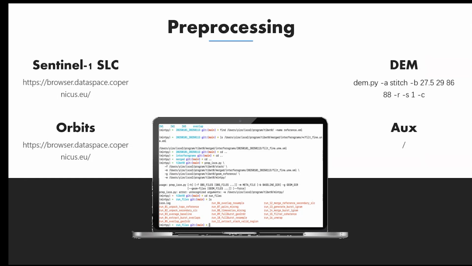You need to choose at least 2 data scenes of the same area taken at different times, since Sentinel-1 passes by the same spot every 12 days. I chose images from January 1st and January 13th, 2025. You will also need a digital elevation model, precise orbit data, and optionally some files that can help with the processing.